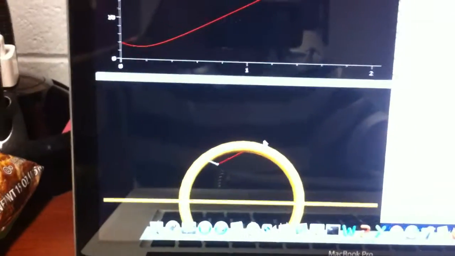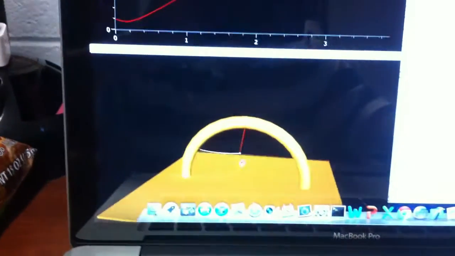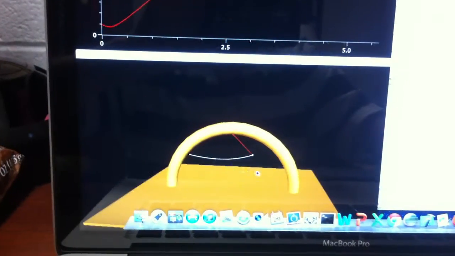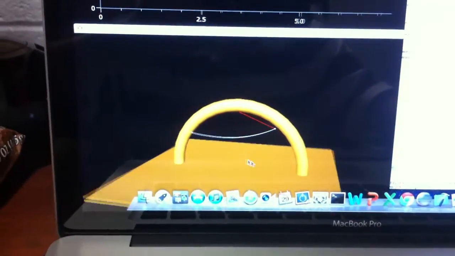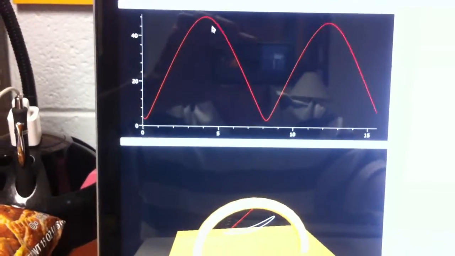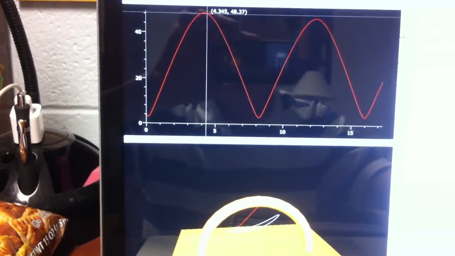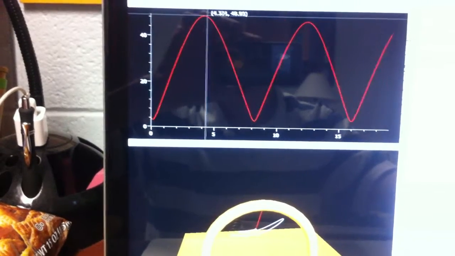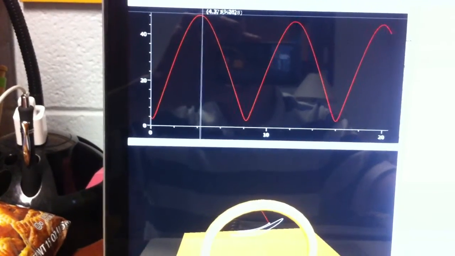So this is my, sorry for the quality, this is just recorded on my phone, but this is my demonstration. So as you can see, this is the graph of the velocity. So the velocity is definitely the highest at the bottom point of the rope swing. And so you can see that calculation was kind of close. It's about 49 meters per second.